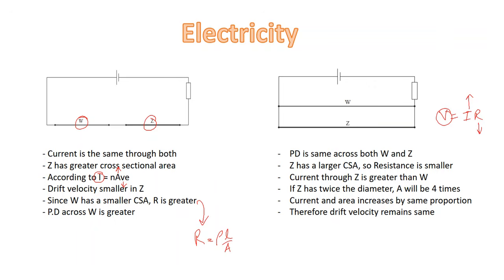And if it has twice the diameter, it will have four times the area. So if you recall the transport equation, I equals nAvq, twice the diameter means four times the cross-sectional area, and if resistance is reduced to a quarter, current will be four times as well. And if resistance decreases by 4 times, current will increase by 4 times. So if both cross-sectional area and current increase by the same amount, the drift velocity will remain the same.